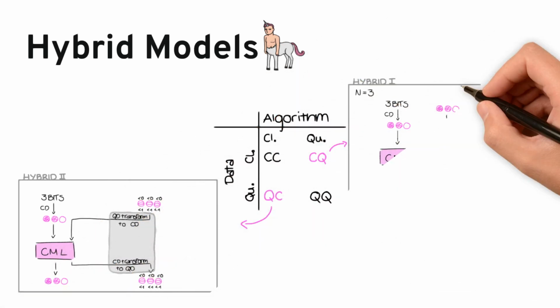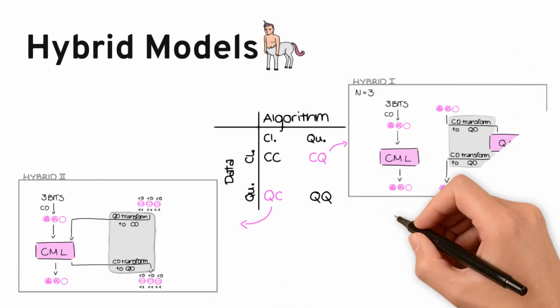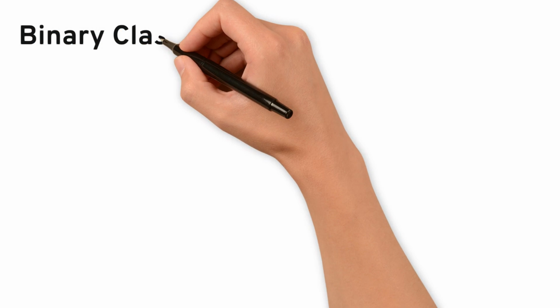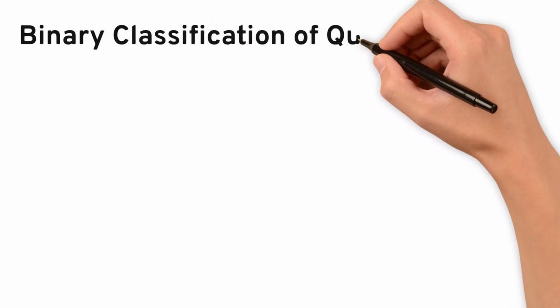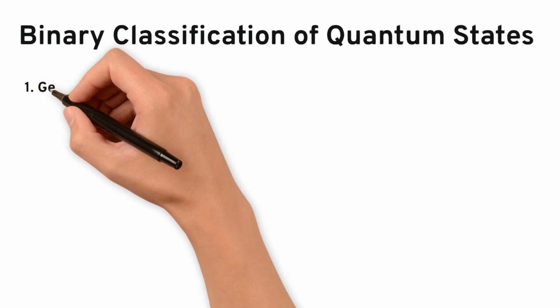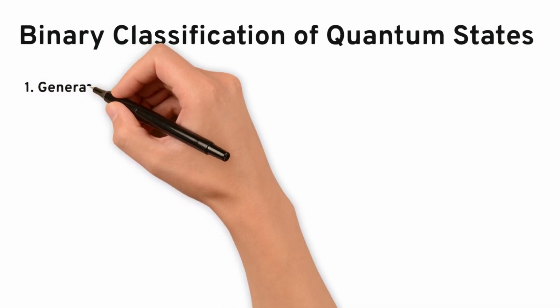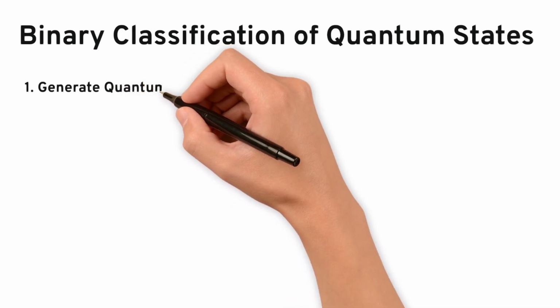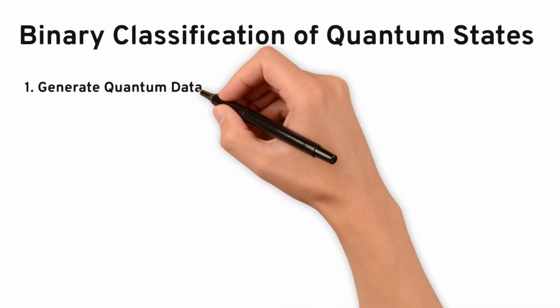In this example, we're going to have a mashup of both quantum and classical data, as well as quantum and classical algorithms. The example used in this project is the classification of quantum states. In order to accurately classify quantum states, it is necessary to generate the quantum data in a first step. The generated data can then be visualized using TFQ as points on the Bloch sphere.